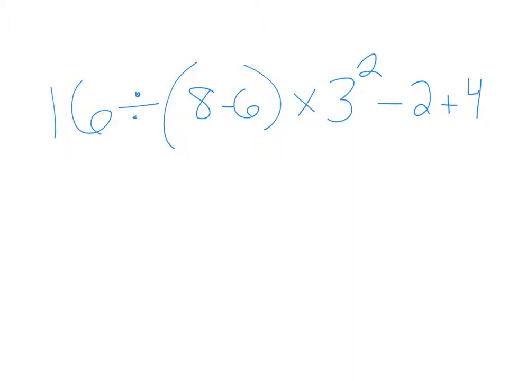Anyway, I created this problem to show that there's lots of different things happening in this problem, and the temptation is to just read it from left to right and start with 16 divided by whatever that number is in the parentheses. Not the case. We've got to follow the order of operations. So remember again, Please Excuse My Dear Aunt Sally, follow that 4-step process. The first thing I'm looking for is parentheses. I do have an operation inside of my parentheses, so I'm going to take 8 minus 6 first, which we know is 2.